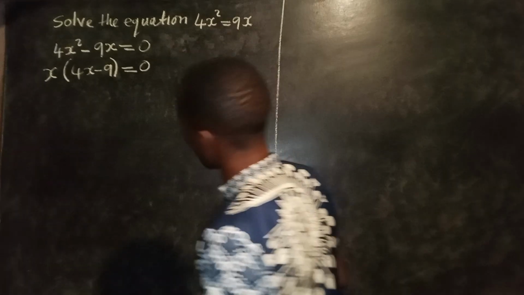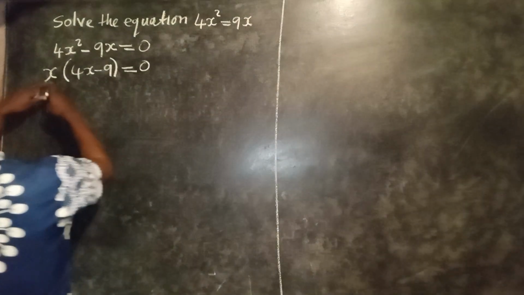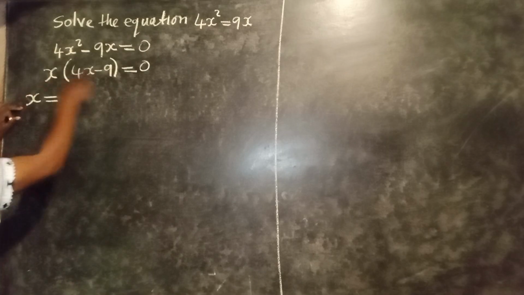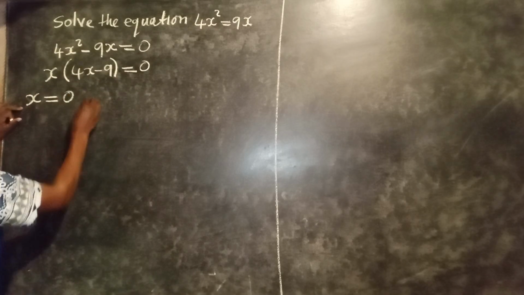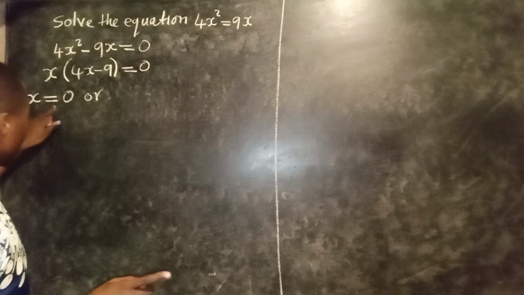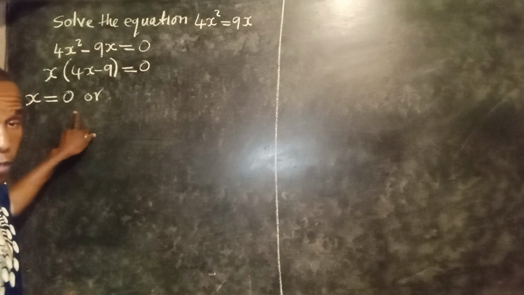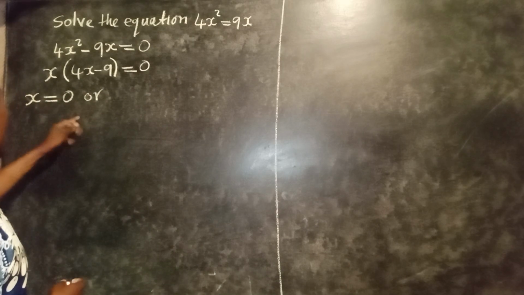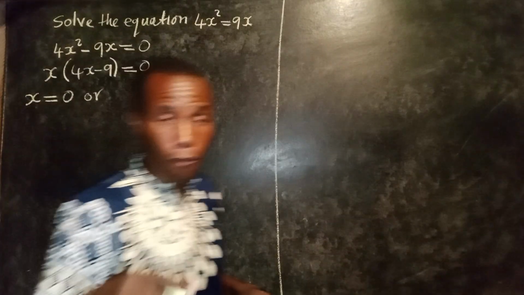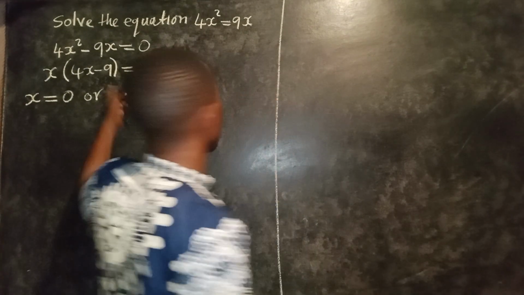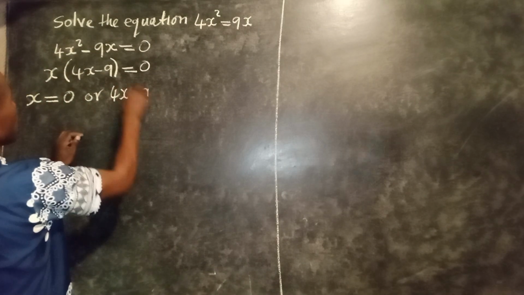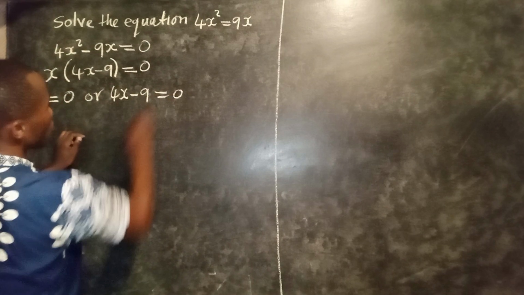You now have to just get the one which is outside there and equate it with 0. You just get x equals to what? 0. Then you say or. So it's one of the answers. Okay, x equals 0 according to the question that you are given. Then you say or, because we have another option where you say 4x minus 9, we equate to the same 0, equals 0.